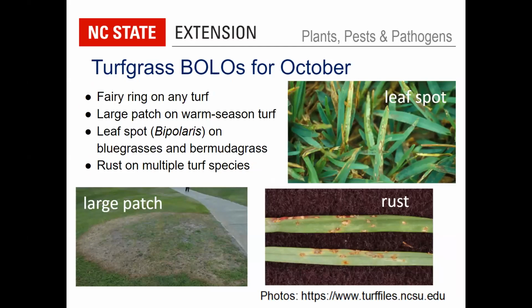Finally, for turf grasses, which I will again admit is not my area of expertise, but based on the information that I have from people, namely Lee Butler, who are experts in that: in October, some of the things to watch out for are fairy ring on any turf. That's really any season of the year. Large patch on our warm season turf grasses. As the warm season grasses start to feel the stress, then they're going to have more problems. One of them being this disease called large patch, leaf spot, Bipolaris and Drechslera leaf spots on bluegrasses and Bermuda grass, and rust on multiple different turf species.